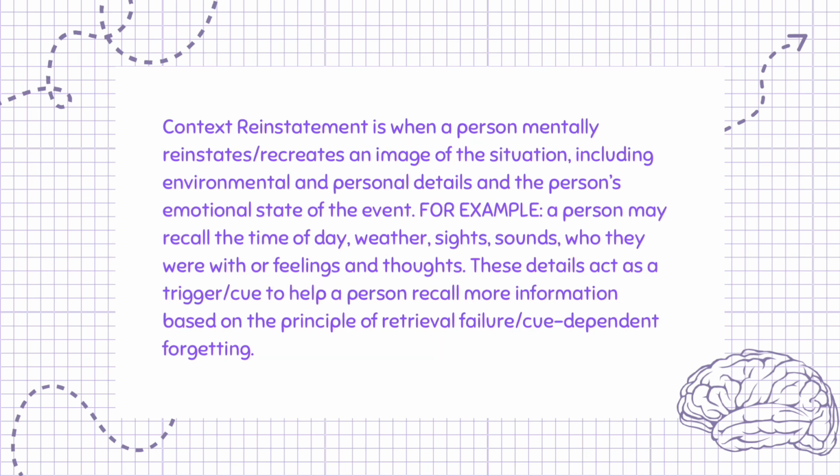Context reinstatement is when a person mentally recreates an image of the situation, including environmental and personal details and the person's emotional state of the event. For example, a person may recall the time of day, weather, sights, sounds, who they were with or feelings and thoughts. These details act as a trigger cue to help a person recall more information based on the principle of retrieval failure, cue-dependent forgetting.